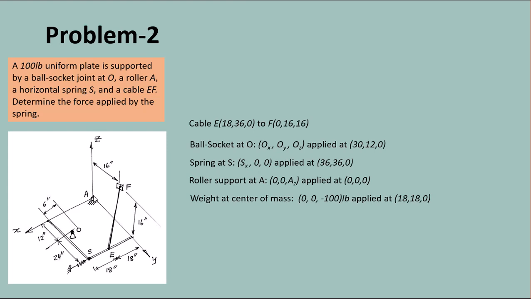F is starting from the origin. There is no x displacement. We go up 16 inches along the z-axis, come out 16 inches along the y-axis. The ball socket location here, the total width is 36 inches, but the ball socket is 6 inches back, so the location of the ball socket is 30, 12, 0. We get the 12 from here, the displacement along the y-axis.